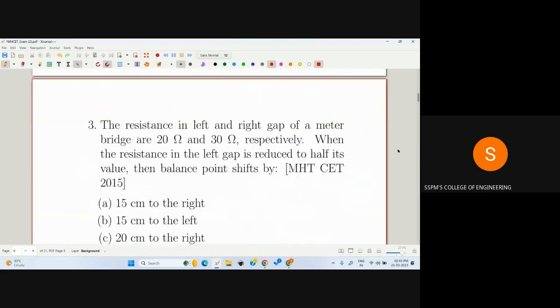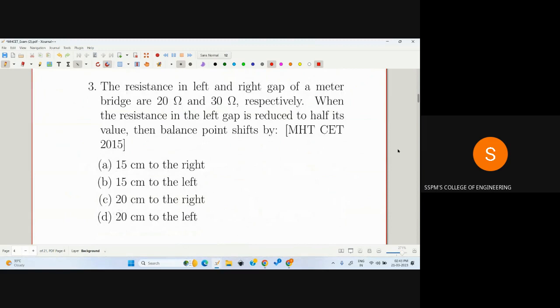Let us move to the next example. The next example is also based on the meter bridge. It is equivalent to the balanced bridge circuit or Wheatstone bridge, we can say. The example is given on the meter bridge. The resistances in the left and right gap of the meter bridge are 20 ohm and 30 ohm respectively. When the resistance in the left gap is reduced to half its value, then the balance point shifts by how much?